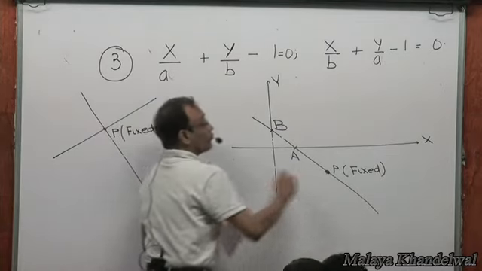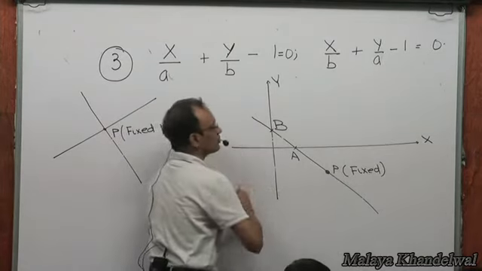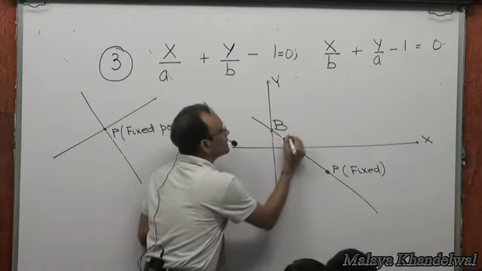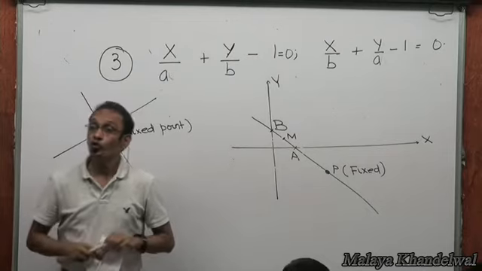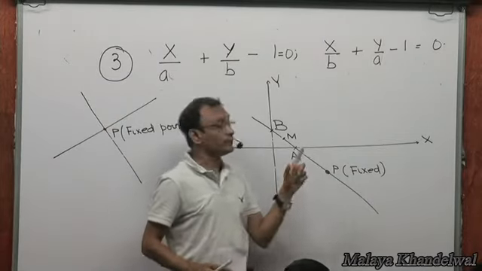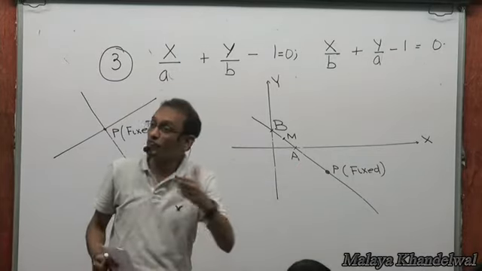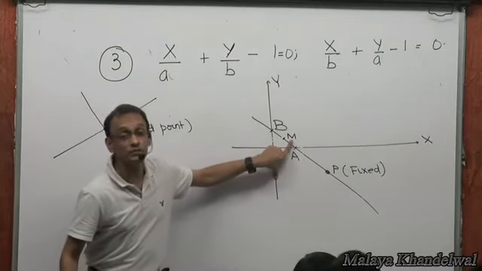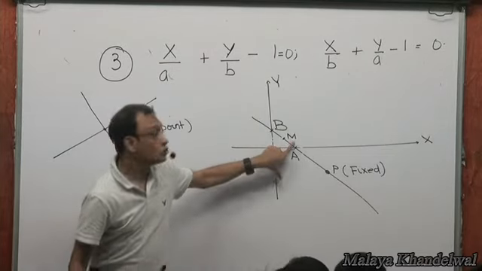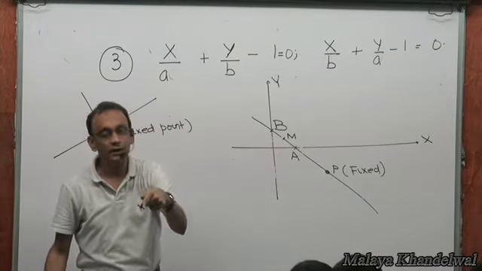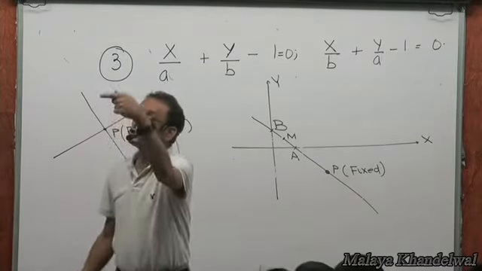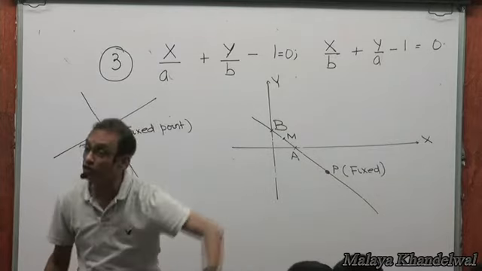Now, for every line passing through P, there is a midpoint M of AB. For different lines passing through P, there'll be different positions of A and B, and therefore there would be different positions of the midpoint of AB. So while you keep drawing different lines, you will get different M's. If you join all such M's, you would get the trajectory of M, or the path of M, or the locus of M.